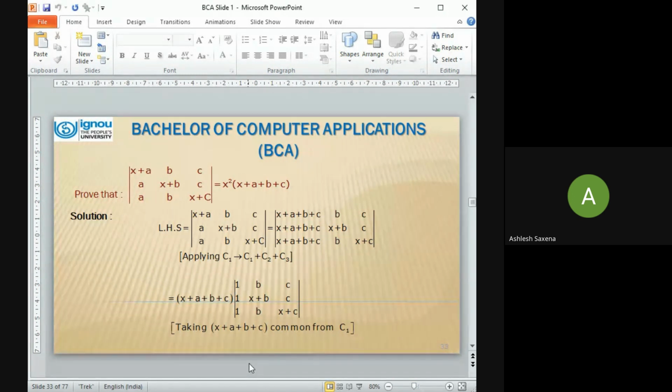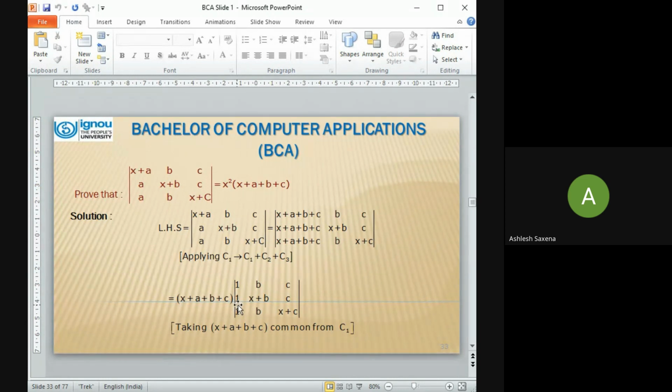Before writing, it has to be calculated in your mind. If I am going to add all that, suppose I transform column 1 as column 1 plus column 2 plus column 3, straight away I can see that it will become x plus a plus b plus c. Take that common. Now that it is taken common, you can see that you have got this part. Mathematically, what we can do is reduce these twos to 0.